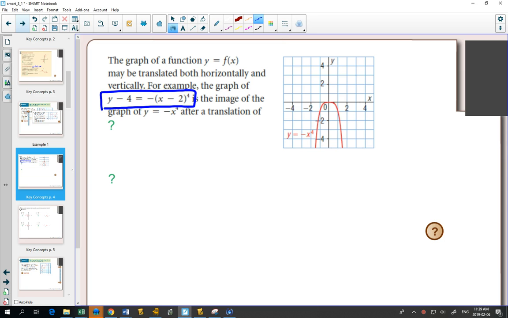And I'm going to take the time to rewrite that with y all by itself. So it would be negative x minus 2 to the 4, and then I would add 4 to the other side. The original graph in red was y equals negative x to the 4.